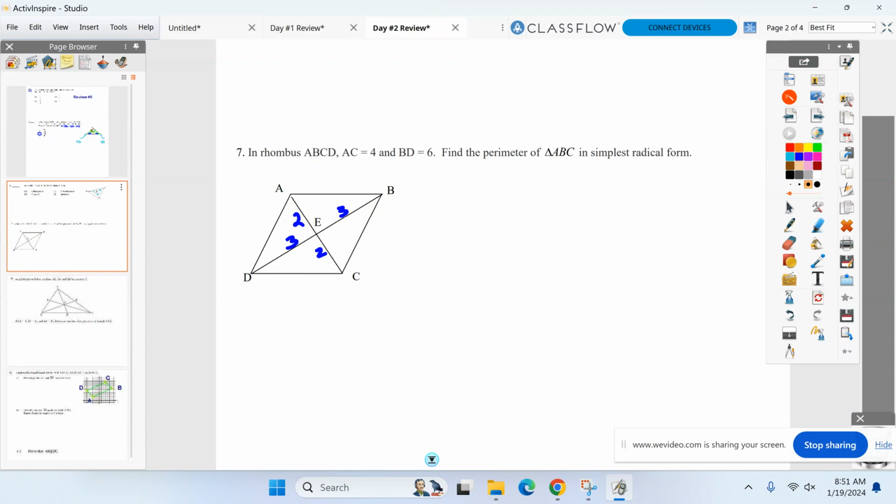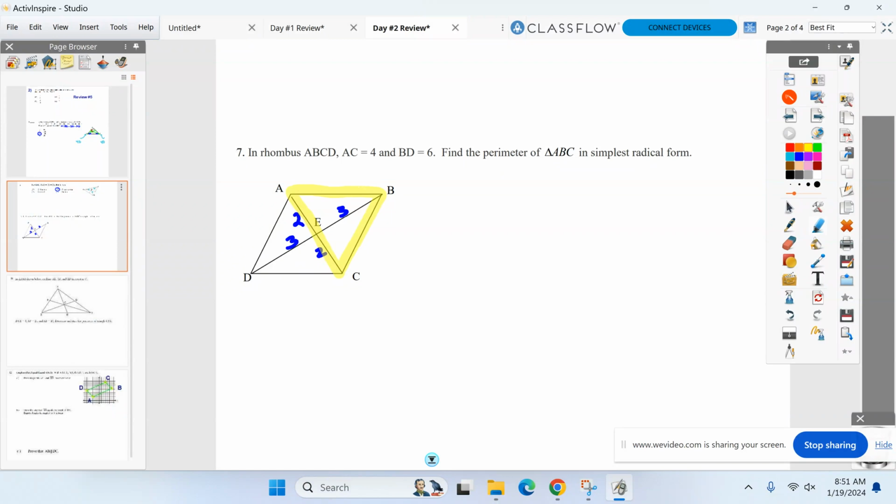Because right now, I only know one side of the triangle ABC. I need to find the others here. What other facts are going to help me? Yeah, all sides are congruent. So we're going to have to find the perimeter of triangle ABC. Notice I already know one side's 4, but what do I know about the other 2 sides at least?